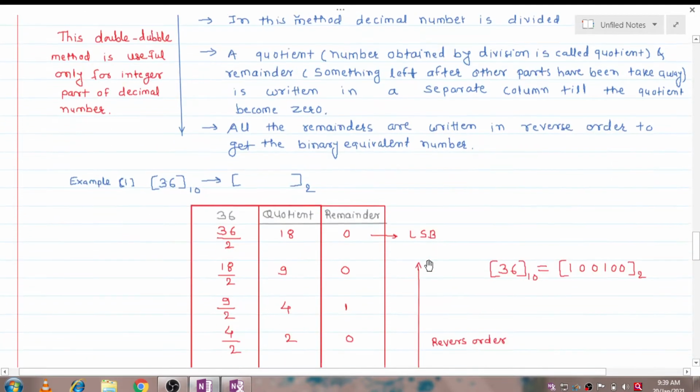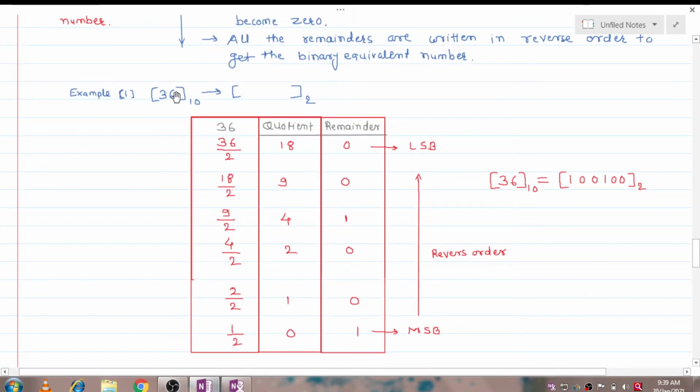For example, suppose 36 is the decimal number, the integer part, and we want to convert it into a binary number. For that purpose, using the double method, we just divide by 2. So 36 divided by 2 is 18, and the remainder is 0. Now 18 divided by 2 is 9, remainder 0.